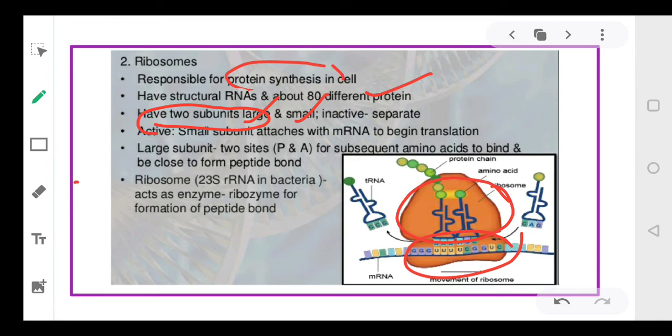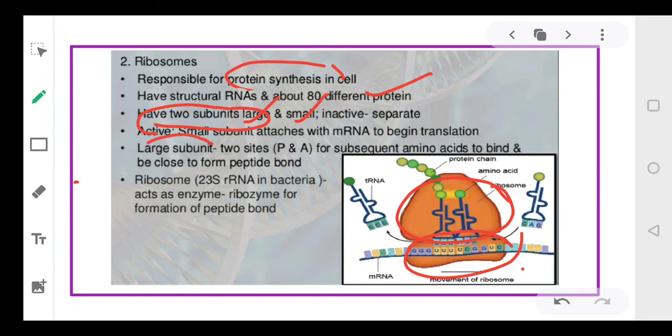Okay, and when they are separate, they are inactive. These two units, when they are separate, are inactive. They are active only when they are together. Okay, so when they become active, the small unit and larger unit will bind together to each other, and only then the process of translation can start.